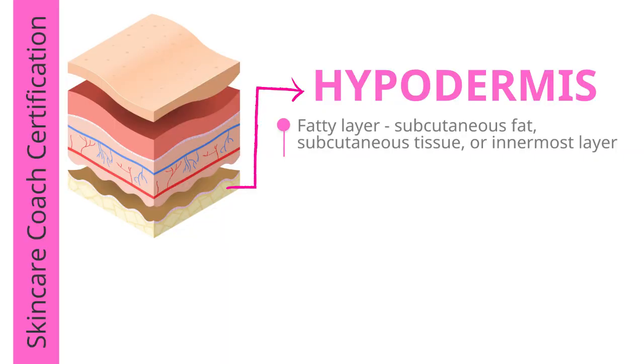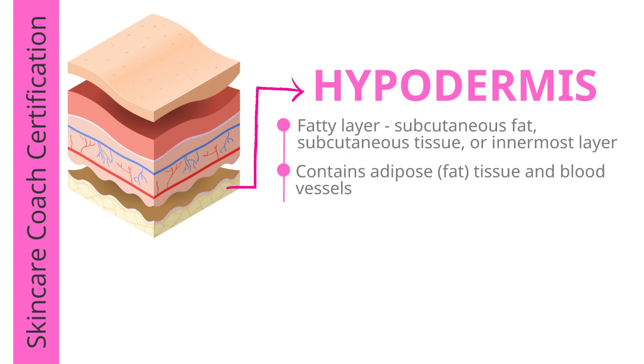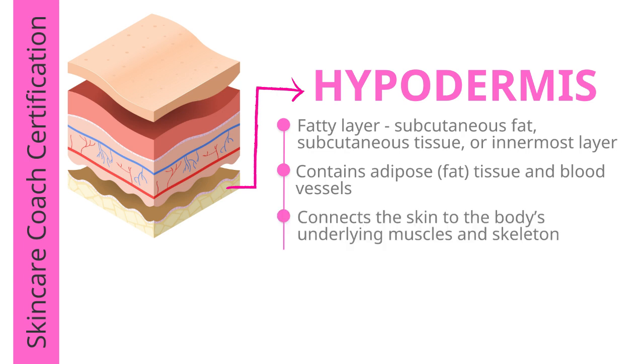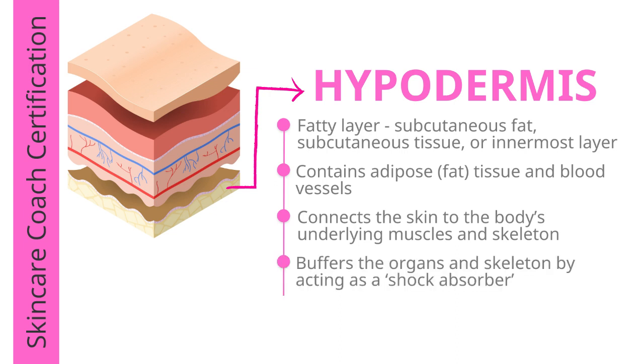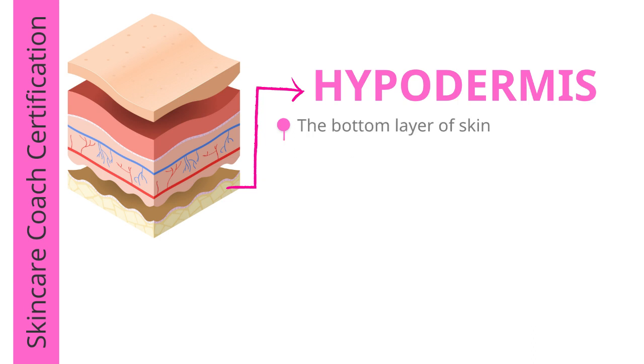This is also referred to as subcutaneous fat, the subcutaneous tissue, or the innermost layer. This contains adipose, which is fat, and the blood vessels that are connected to it. This connects the skin to the body's underlying muscles and skeleton. It buffers the organs and the skeleton by acting as a shock absorber of sorts. It stores energy in its cells. That's what fat cells do. And it's actually at the bottom layer of the hypodermis. That's the fatty layer.